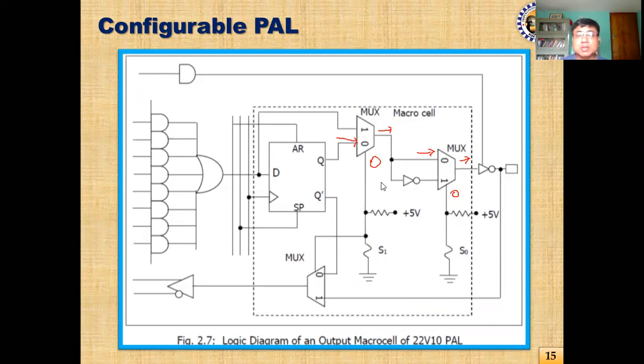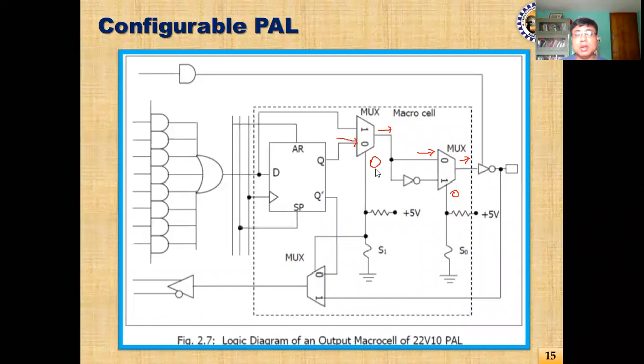So if it is 0 and if it is 1, then what will happen? If it is 0, then Q will go to the output. And now since this is 1, so it will take this one. So it will be Q bar here. So Q bar will go to the output, and it will be inverted. So it will be Q. So I will get direct output which is registered when it is 0 1, and when it is 0 0, I will get Q bar here.